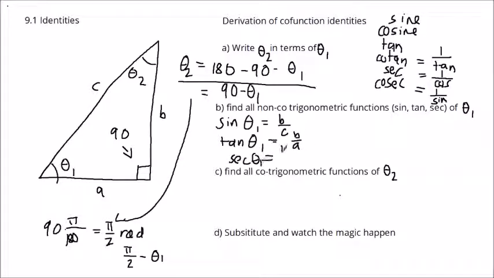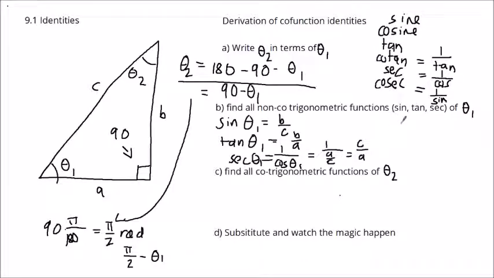And sec of theta 1. Sec is 1 over cosine. If you don't remember the identity, it's 1 over cosine. And cosine of theta 1 is adjacent over hypotenuse, a over c. So it's c over a, right? So 1 over a over c, that's equal to c over a.